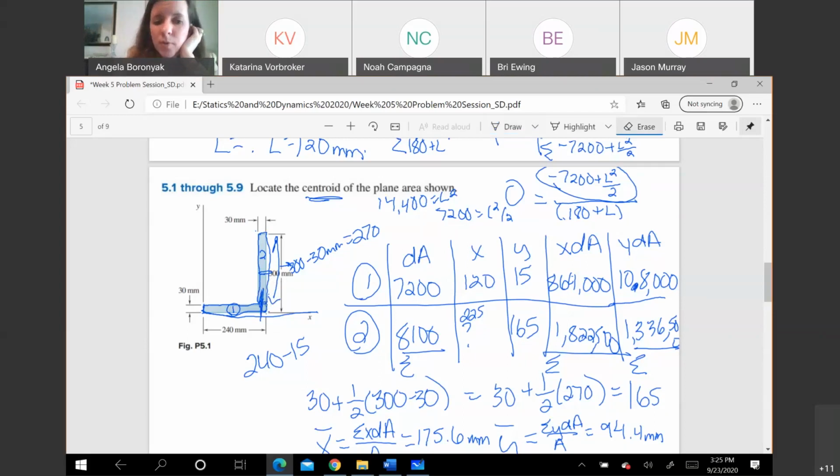Draw their boundaries, because otherwise when you get complex shaped parts, if you don't draw where you're counting boundaries, it's really easy to count an area twice. Does that make sense?